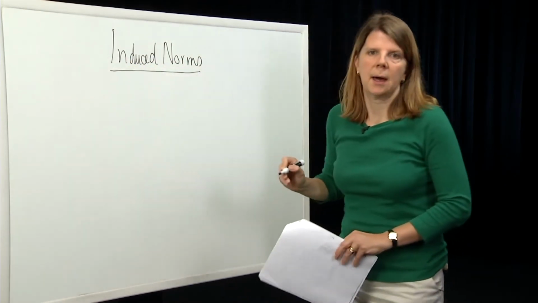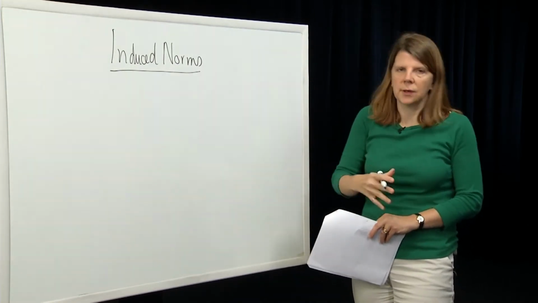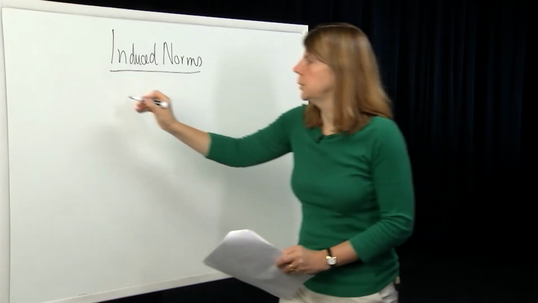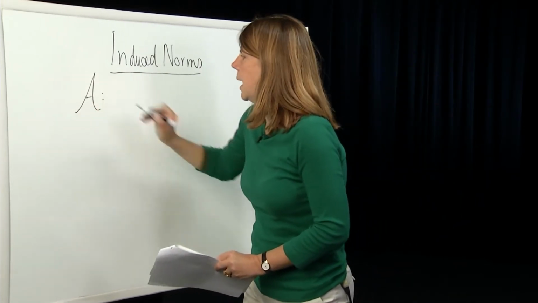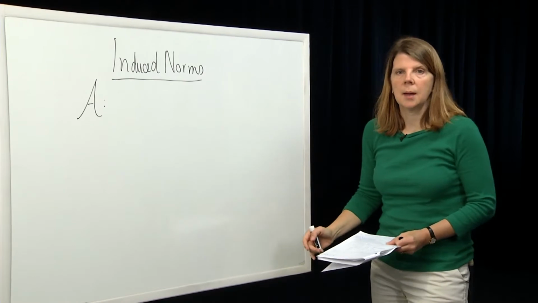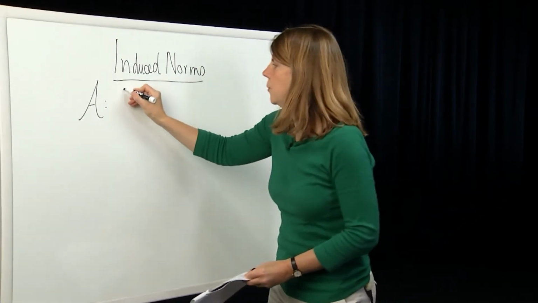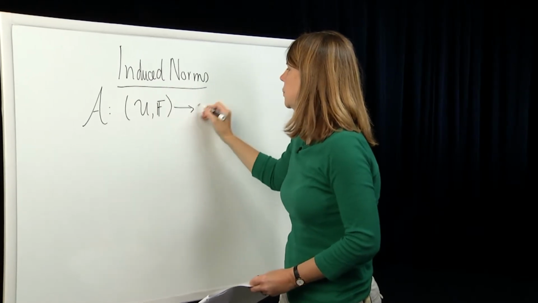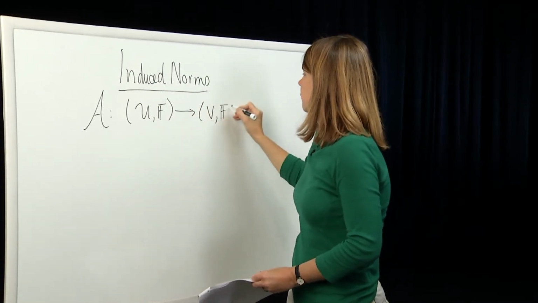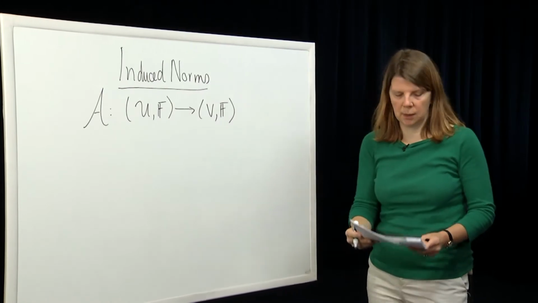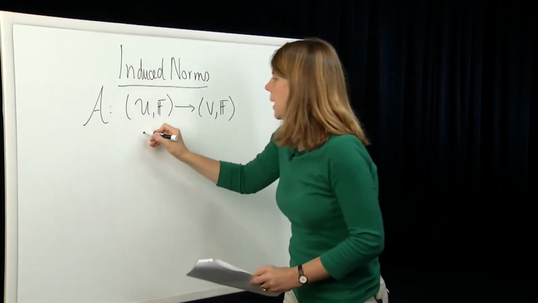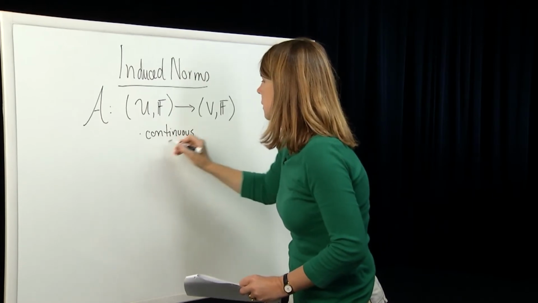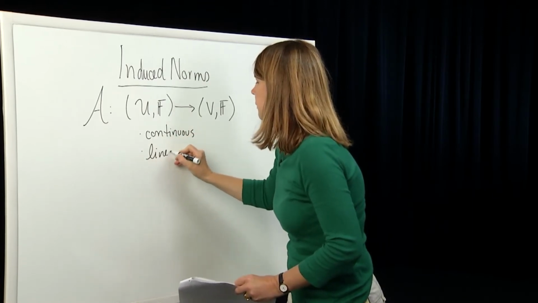So let's think back to our operator map function. We use those terms interchangeably, notation. And we'll use our notation A. Script A is a map from one vector space to another over the same field. So U over the field F to V over the field F. And we'll put some requirements on A. First of all, A is continuous. And it's a linear operator.